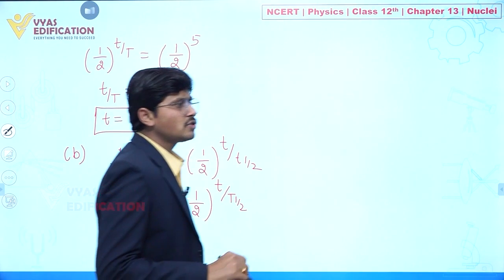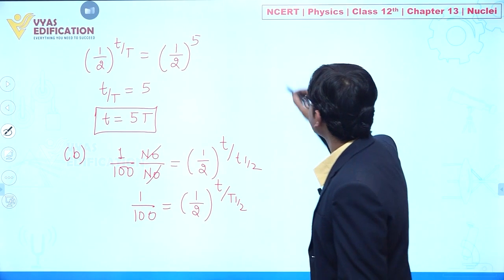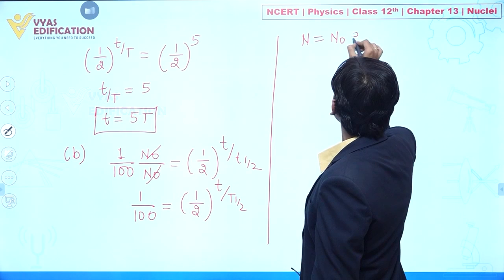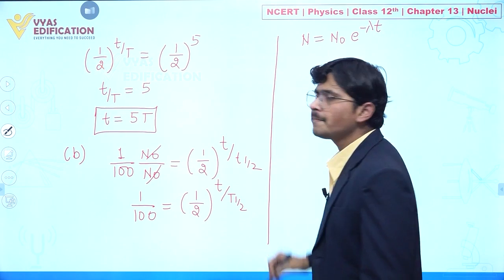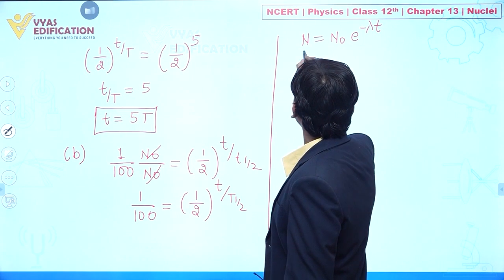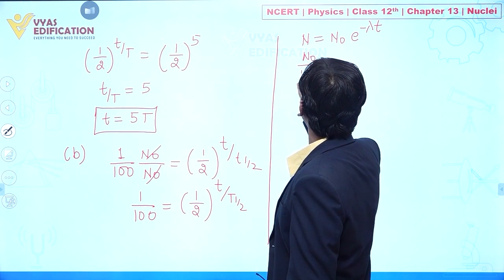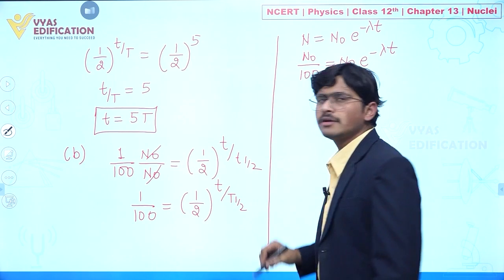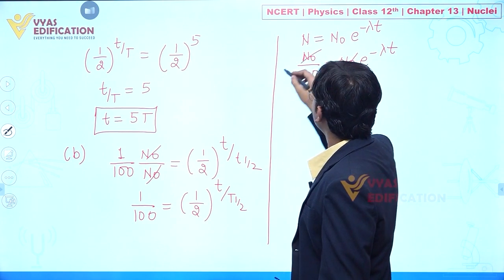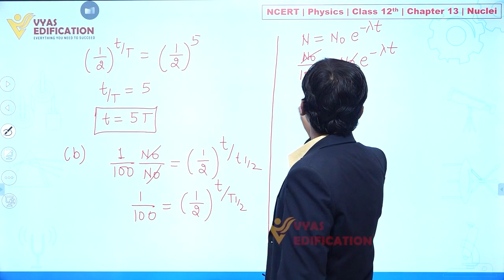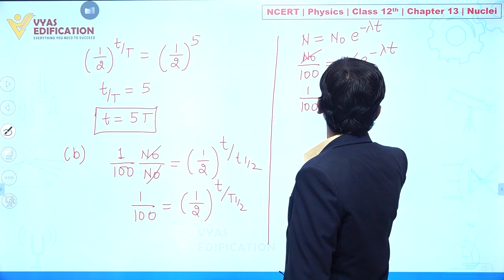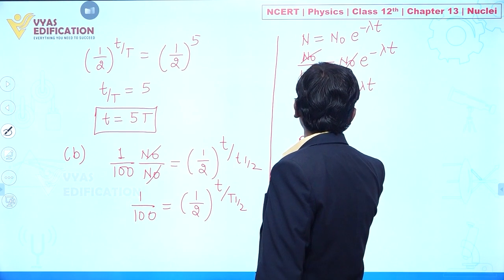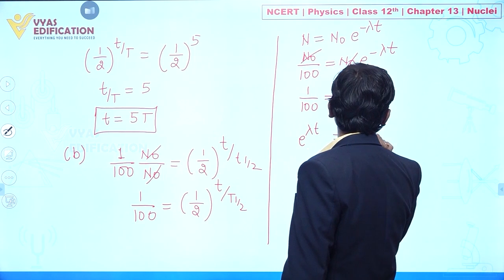Clear? So actually you can also write this expression like this, so it will be better for you, n equal to n naught e to the power minus lambda t. So from that one, n naught by 100 is equal to n naught e to the power minus lambda t. So n naught and n naught are cancelled out. So 1 by 100 should be equal to e to the power minus lambda t. So e to the power lambda t should be written as 100.